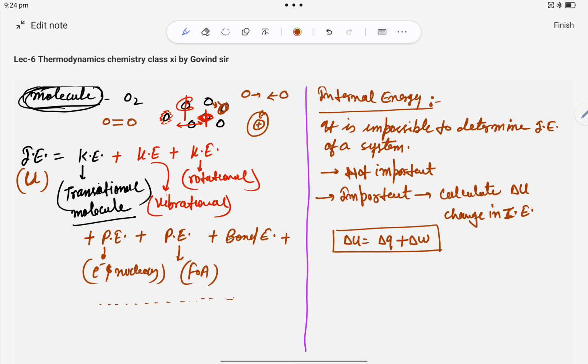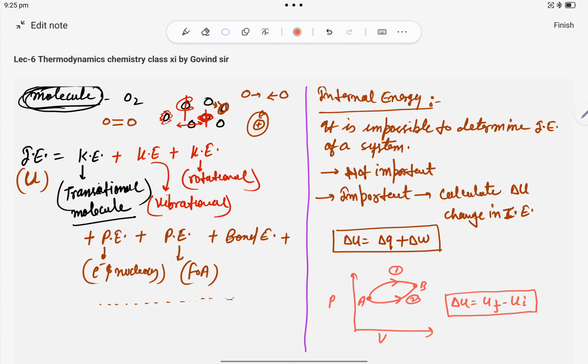So let's talk about some properties. Here, once again I am telling you, this is the graph, pressure versus volume, any point A to B, and again A to B. Here A is this point, and this point is B. This is one system, this is system number 2. For this, what is delta U? Delta U is equal to U final minus U initial. So here a few properties we are going to discuss. Check it.